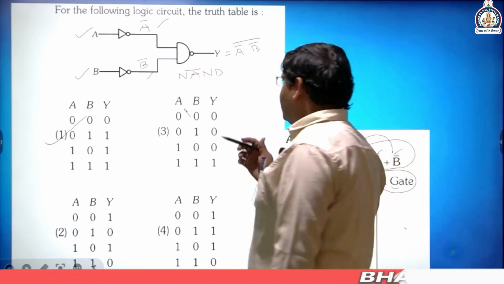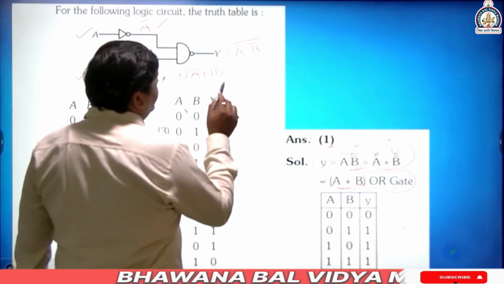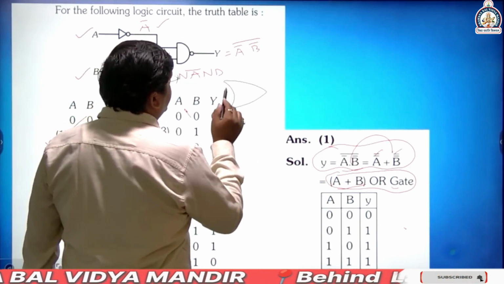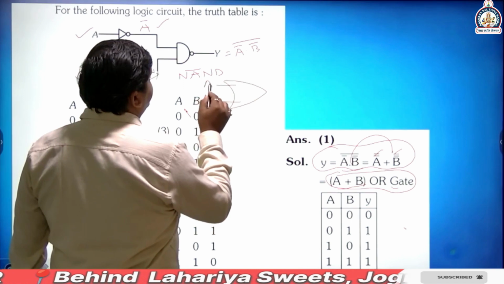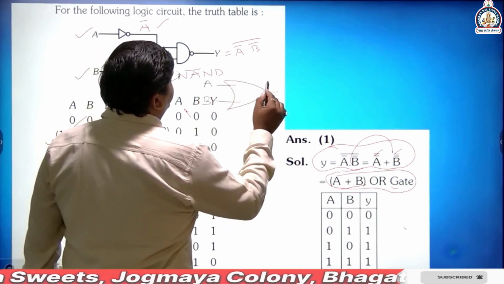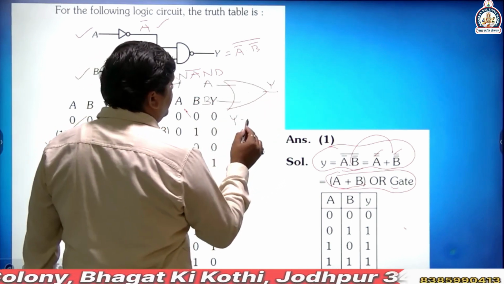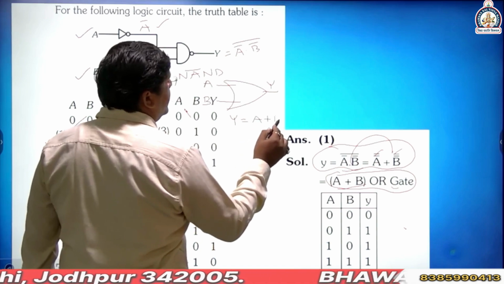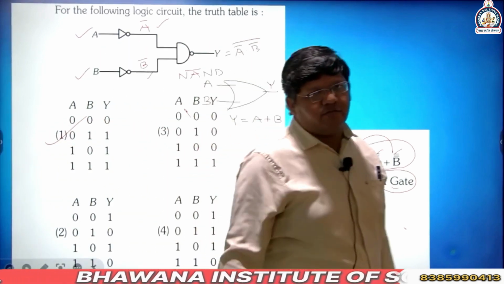And if the question asks about the symbol, we can then convert it into symbol form also. This is the symbol for the OR gate. This is A, this is B, and this is Y. We can say output Y is equal to A plus B. This is the required solution.